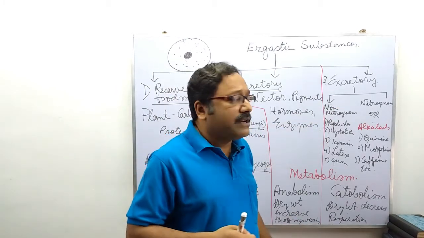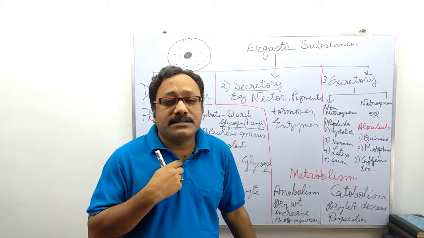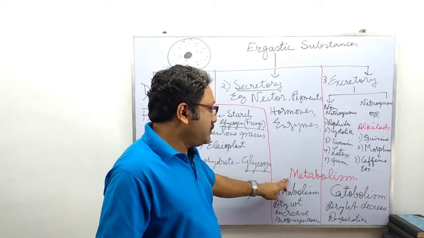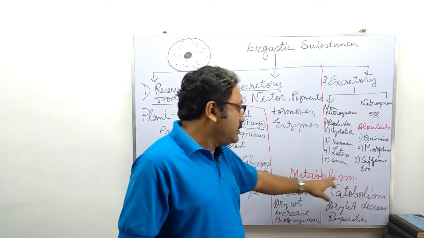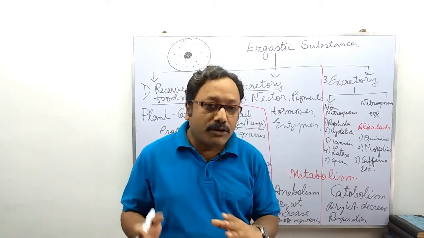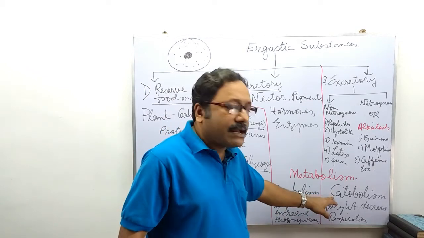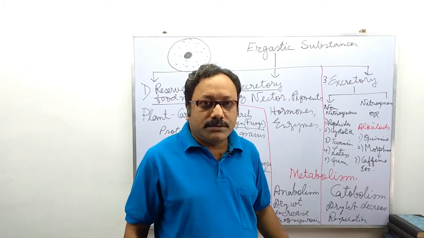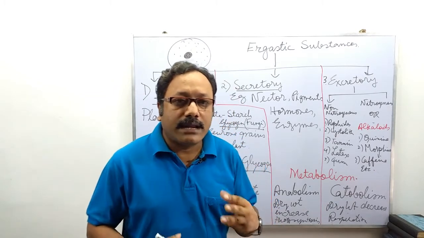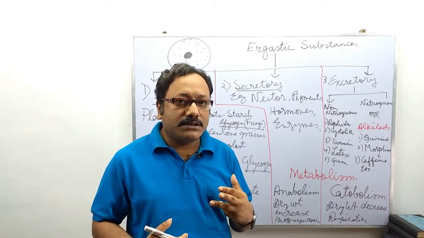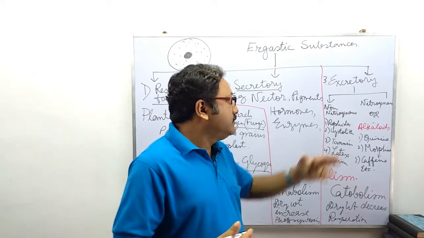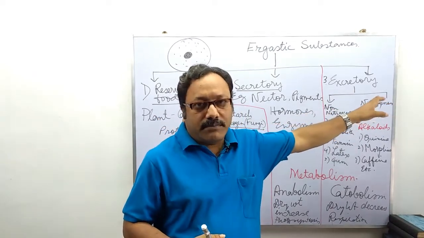Now comes the excretory materials. Excretory materials are produced due to the metabolism. Now, what do you mean by metabolism? The sum total of anabolism and catabolism is called the metabolism. So, there is a continuous anabolism process and catabolism process going on within our body, and due to that excretory materials are being produced.